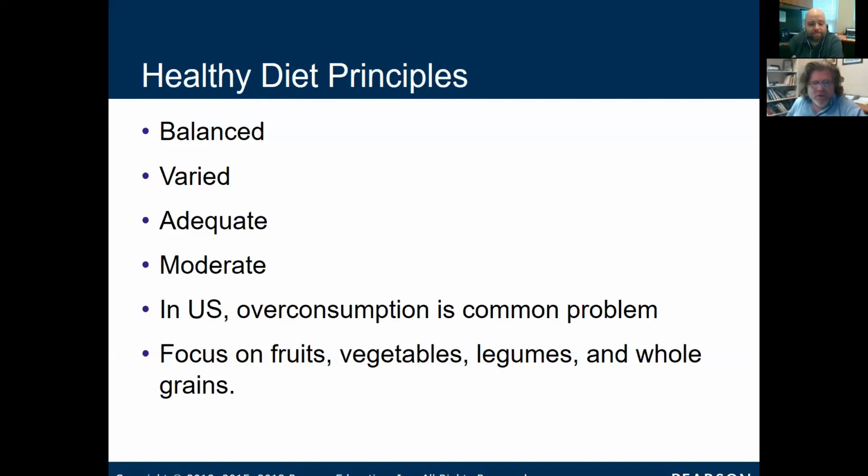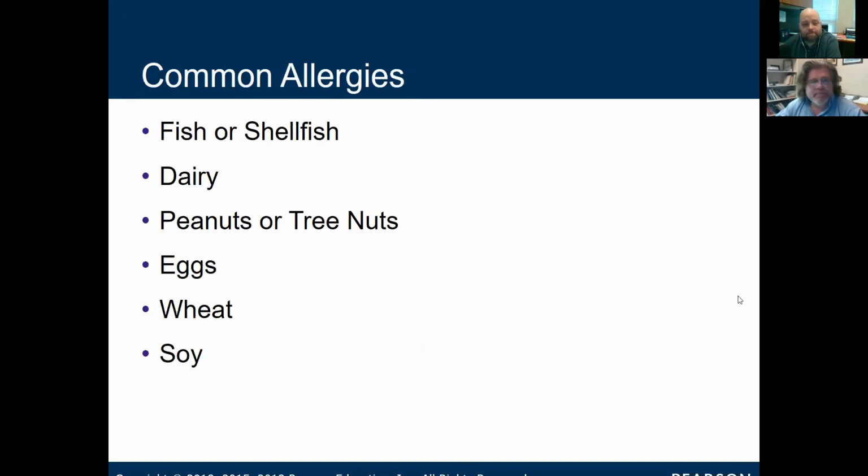And so in order to fit with this kind of diet paradigm, what you want to do is eat more fresh fruits, more vegetables, more peas and beans, and more whole grains. You want to use these when you're designing your menu. Another thing to think about with the menu when we're talking about nutrition is allergens. Some common allergens: fish and shellfish, berries, peanuts or tree nuts, eggs, soy, and wheat.